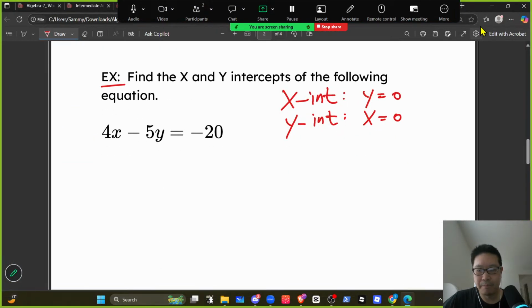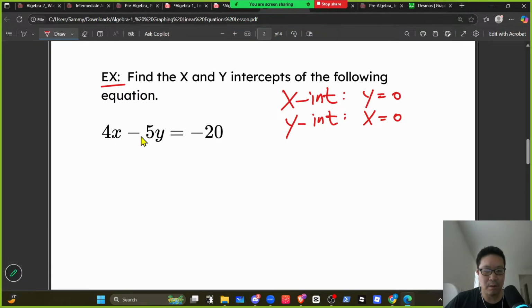Okay. So for this one, if I wanted to find the y-intercept, just plug in a 0 for x or just cross it out. And then you would get a y value of what? What is -20 divided by -5? 4. Good. So our y-intercept would be 0 and 4.